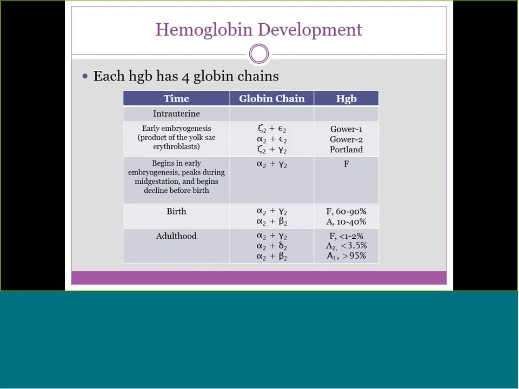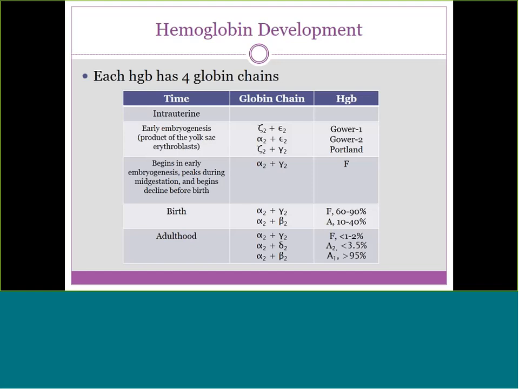That 2 alpha, 2 gamma were hemoglobin F. 2 alpha, 2 delta were A2, hemoglobin A2. 2 alpha, 2 beta would be regular hemoglobin A, which is the one that we have the majority of. At birth, when there's a newborn, they have majority hemoglobin F at that point before it switches.